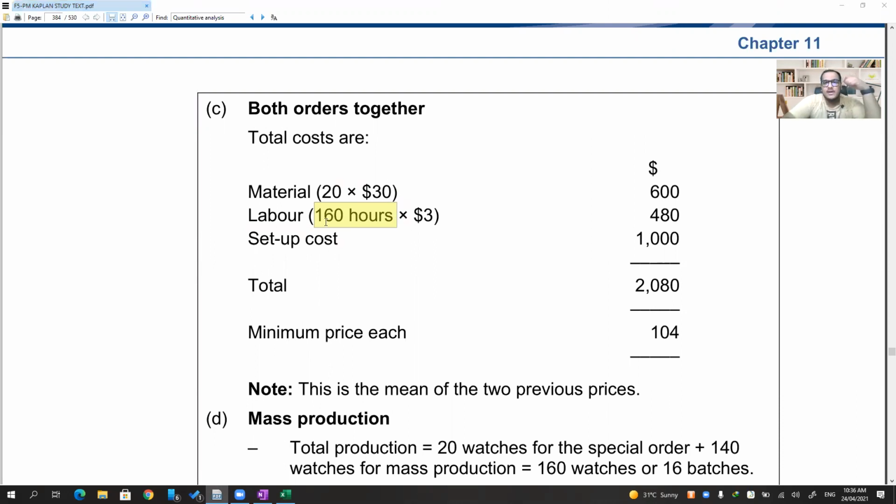Okay. Now see, first batch took 100 hours. They told you learning rate of 80% is given. That means the second batch, cumulative average time will be 80% of the first batch time. First batch took 100. Cumulative average time per unit for the total 2 batches will become 80. So 80 into 2 batches, 160 hours. First batch took 100 hours, so second batch will take 60 hours. Then only average will become 80, right?